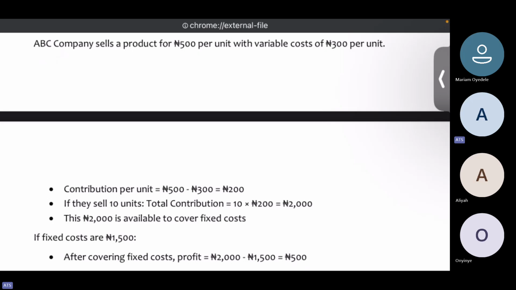So, as I explained earlier, listen, there's a difference between total contribution and contribution per unit. When you say contribution per unit, you're looking at it from each unit that you sell. But total contribution is everything that you sell multiplied by your contribution per unit. So if one unit contributes 200 naira, how much do 10 units contribute? I'm asking you now.